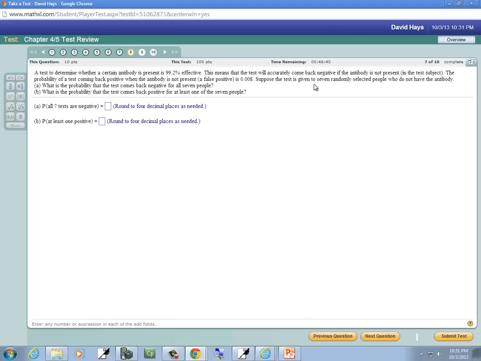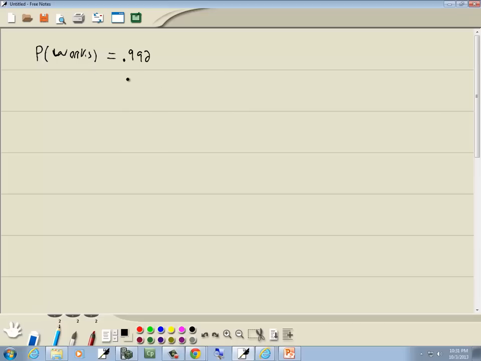This means that the test will actually come back negative if the antibody is not present in the test subject. I hate these science ones. They just throw me. The probability of a test coming back positive when it is not present is 0.08. That makes sense. So works, and I'll say fails. Again, I want to keep these one-word explanations if I can.